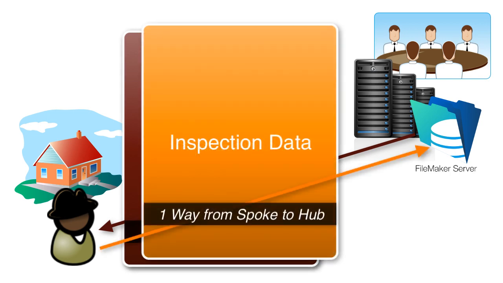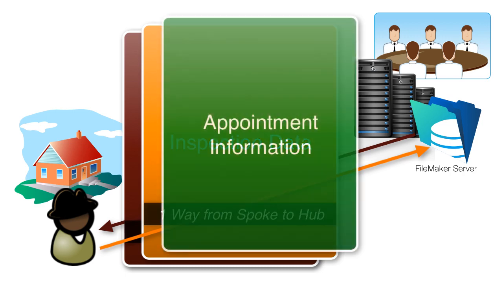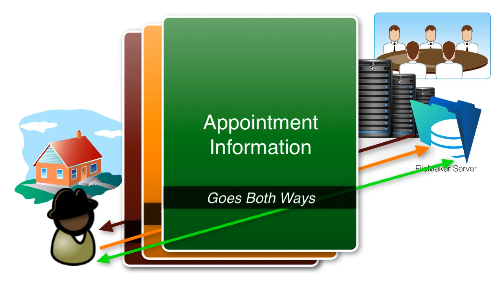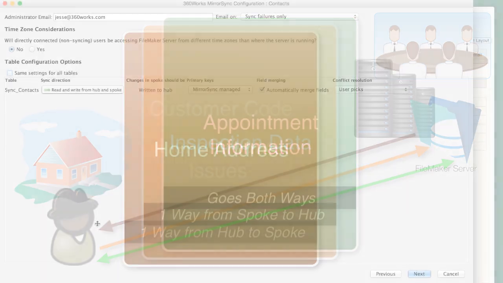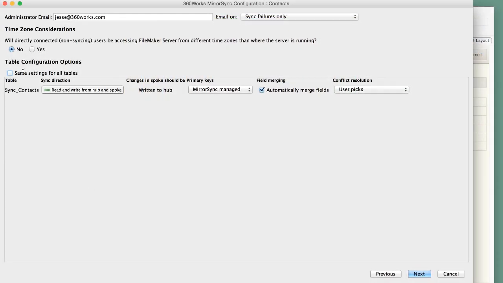So you can have a combination of reference data, data collection, plus some bidirectional data that goes in both directions, such as appointment information. You could set an appointment on the server. It could go to the person's appointment screen in their iPad. That person might need to adjust their appointment based on a phone call with the customer, and then that could sync back to the server. So you could have all three sync directions in different tables in the solution. Wow, okay, cool. I'll set this back to same for now.